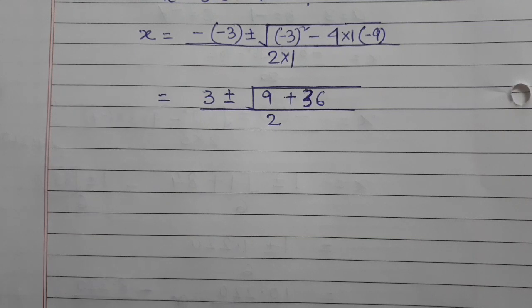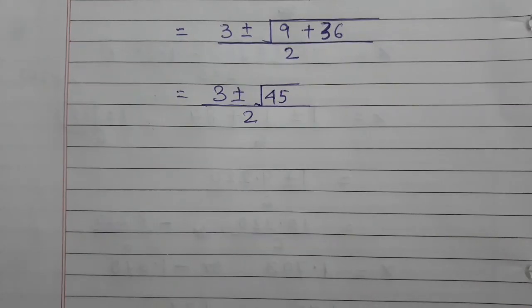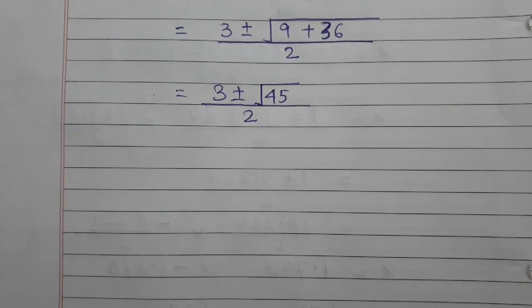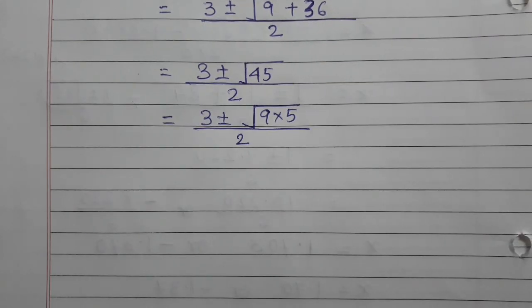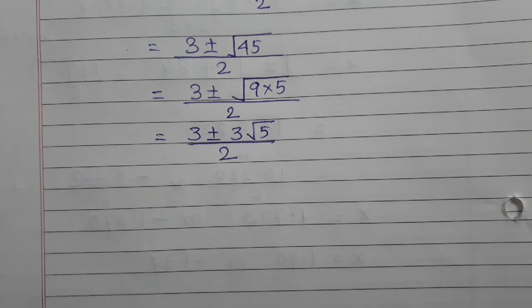Which is equal to (3 ± √(9 + 36))/2, which is equal to (3 ± √45)/2. Now we need to find out the value of root 45. But before finding the root of 45, we can write 45 as 9 into 5. So we can write the expression like this. And we know the root of 9 is equal to 3. So therefore we can write x = (3 ± 3√5)/2. Hence we need to find out only root 5.